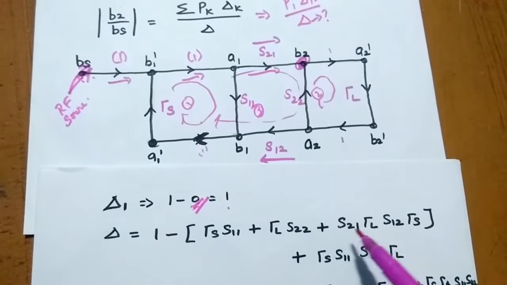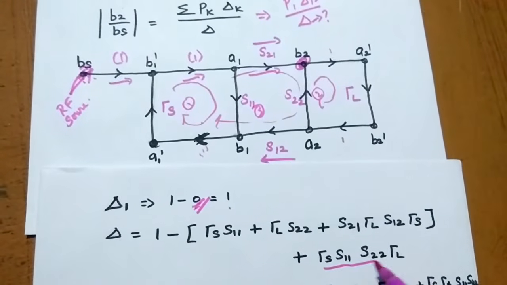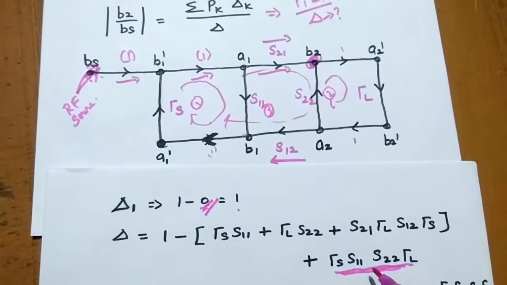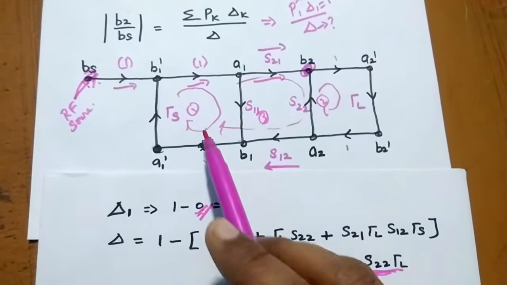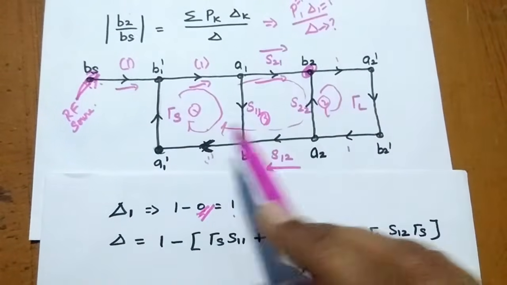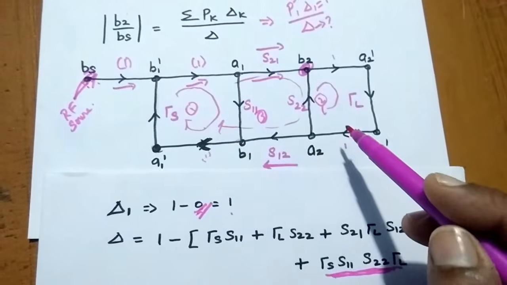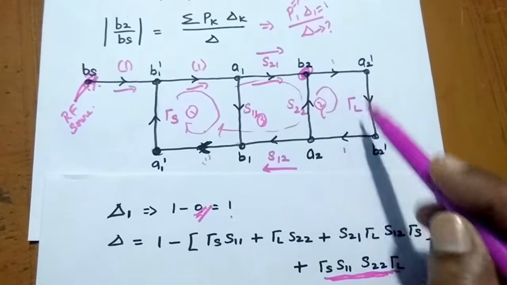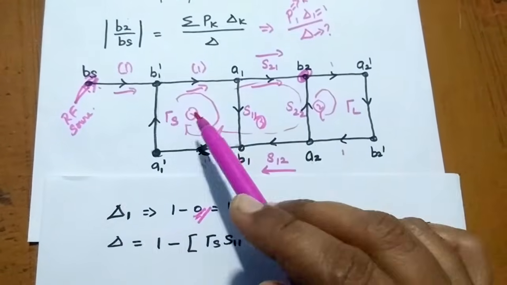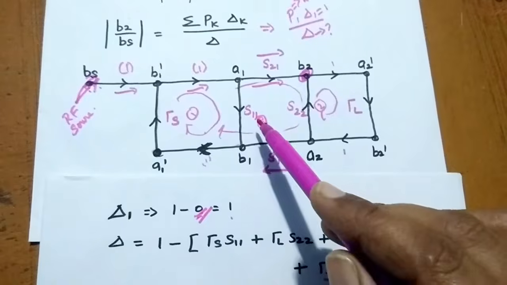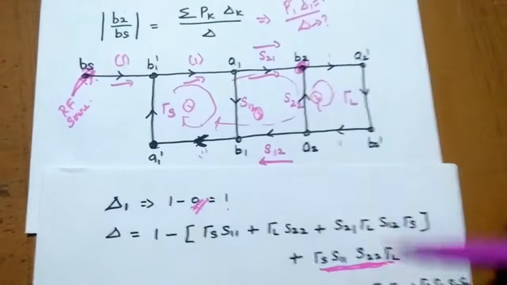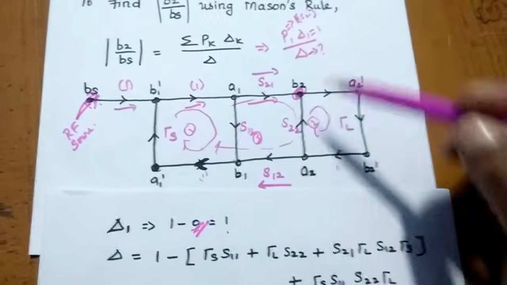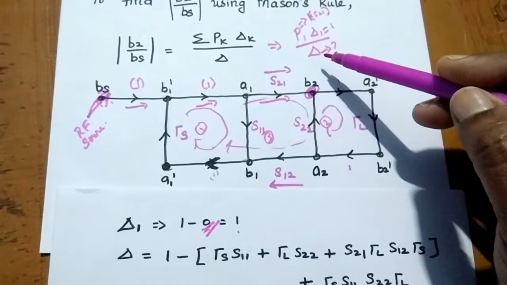So this is the gain of the loops, plus what is this? This is the gain product of two non-touching loops. So this is the first loop and the second loop. These two loops are not touching each other. So we are going to multiply the gain of the first loop and the gain of the second loop as the product. So here it is del gamma S into S11, here it is gamma L into S22. So we can write like this. Now we have obtained the values of P1, del 1 and del.